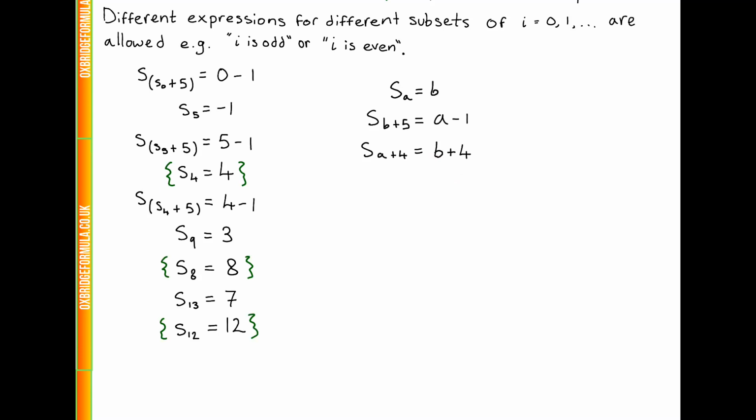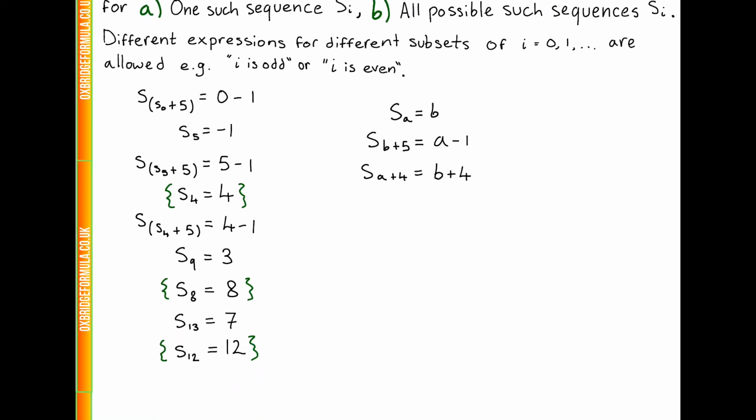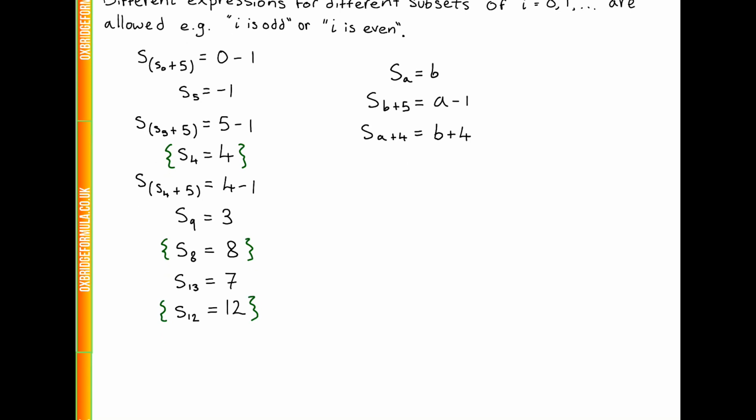Not only does this tell us why S_4 is 4 and S_8 is 8, and so on for all the multiples of 4, this can also tell us about numbers that aren't multiples of 4. For example, if we went from S_5 to S_9, we know we're adding 4, and in fact we can see that as we go from minus 1 to 3 to 7. And so, how can we work out our entire sequence from this? Given S_0 and S_5, we can work out all of these numbers, and so on.